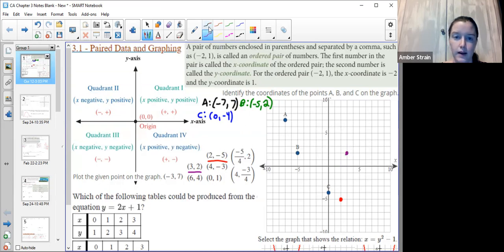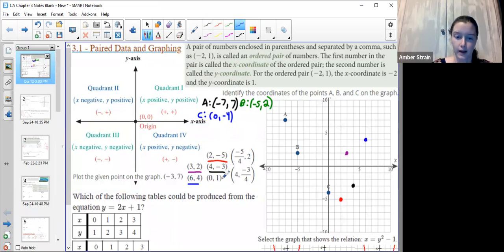Okay, next we've got 4, -3. That would be 4 units right, 1, 2, 3, 4, and 3 units down, 2, 3. Okay, I've got 6, 4. So 1, 2, 3, 4, 5, 6, and then up 4, 1, 2, 3, 4.